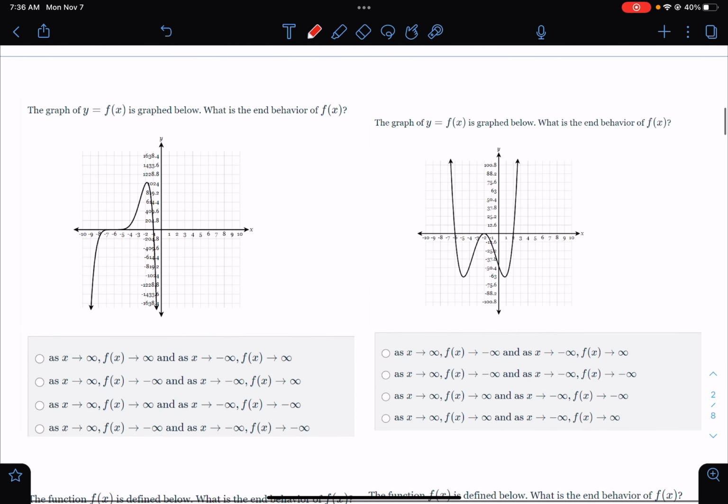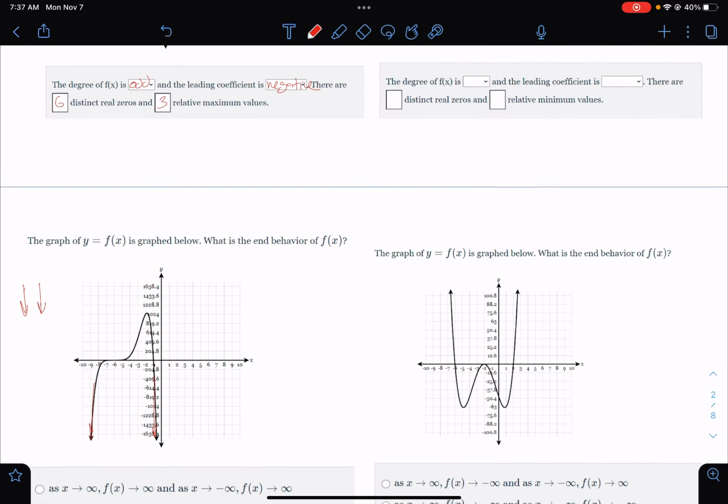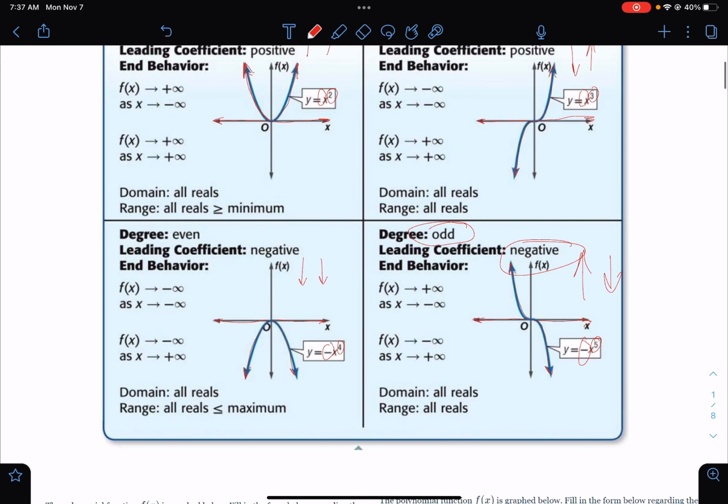Now let's take a look at this one. Just from looking at this, we can see that the end behavior is down and down, right? We've got it going down, got it going down. So I guess we also could just use this chart up here, right? Which one has it down and down? That's going to be even with a negative leading coefficient. And then this is the end behavior here.